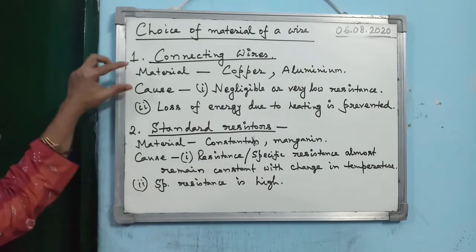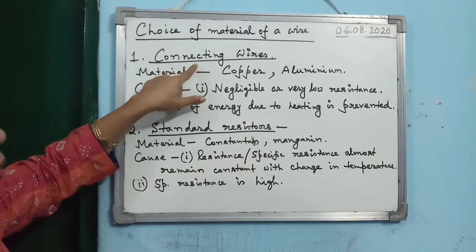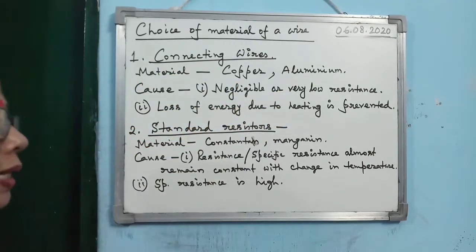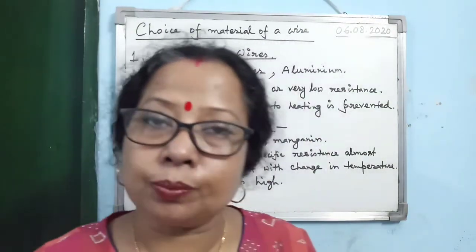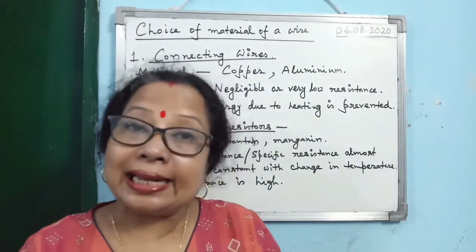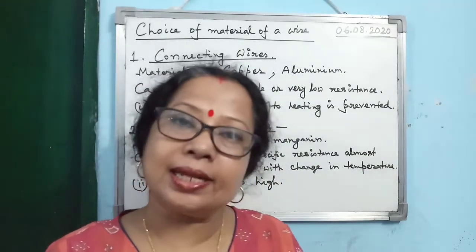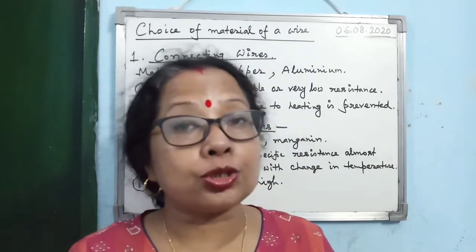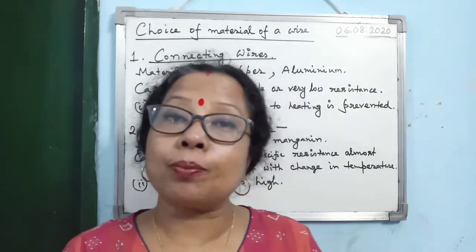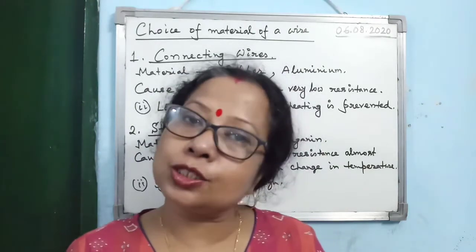So here, point-wise, I have written. What is the material chosen for this purpose? This is copper or aluminium. Now the question is, why copper and aluminium? Why not other things? Because when you are connecting something, you must allow the current to pass through it without any reduction. So the resistance should be very small. Copper and aluminium, as they are conductors, have very small resistance.